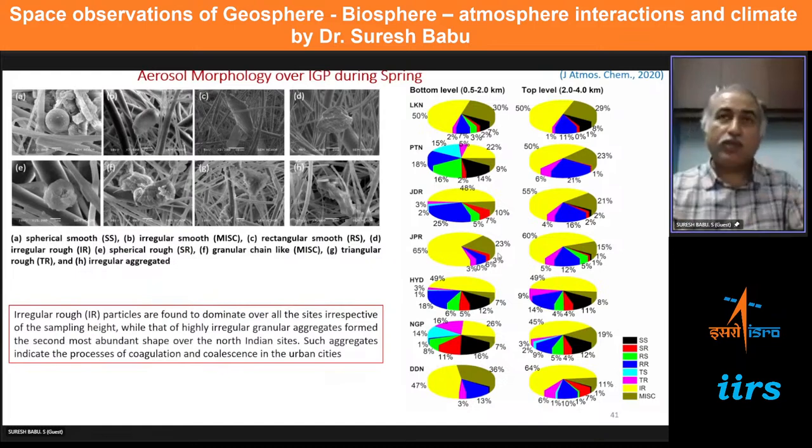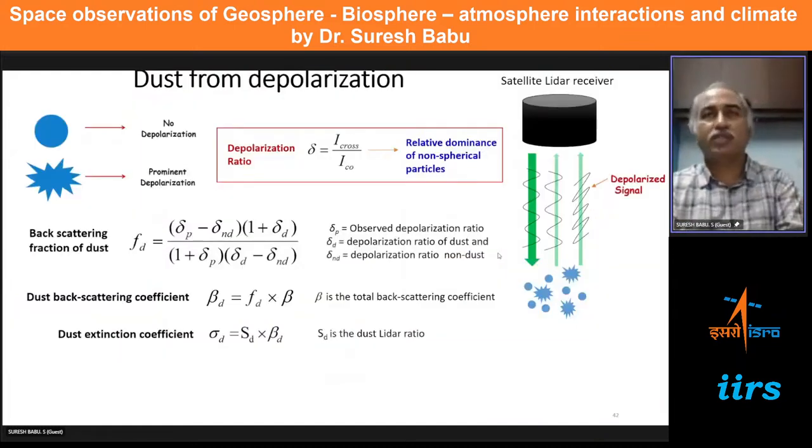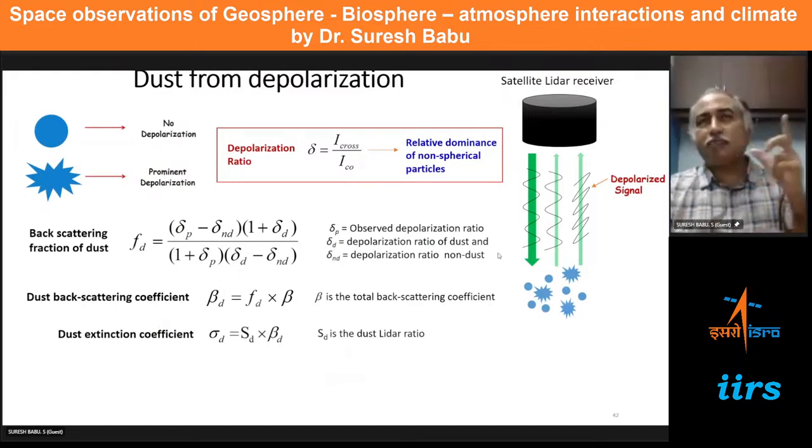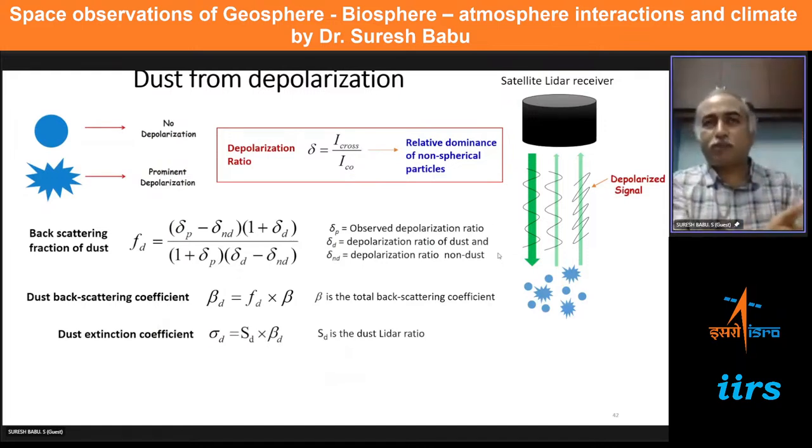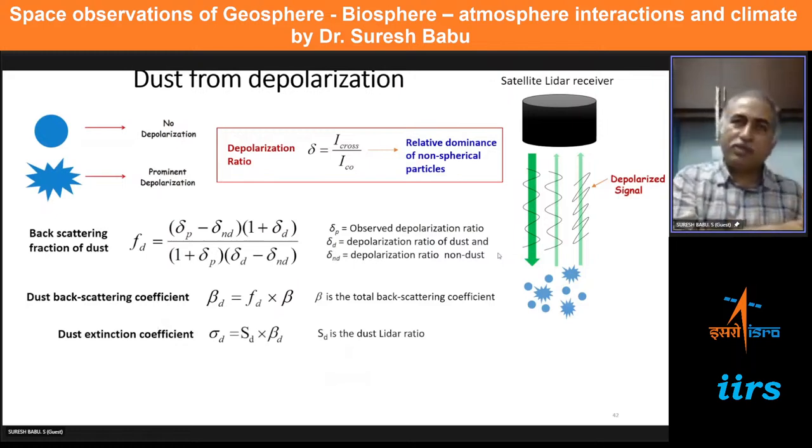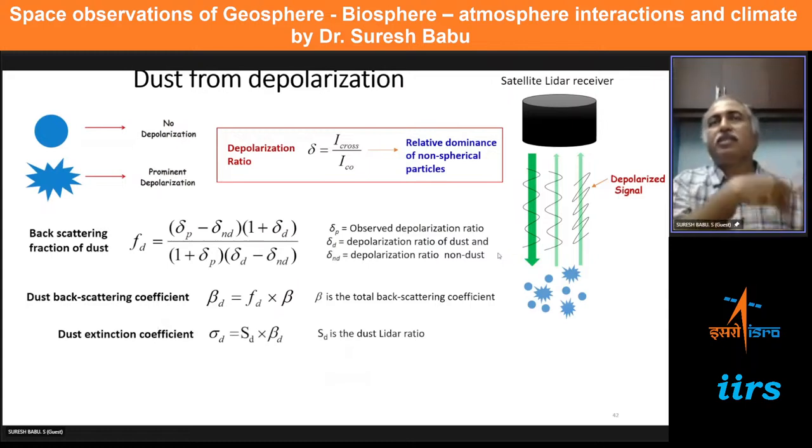So this non-sphericity is very important for space-based observations, because the dust particles which are emitted through geosphere processes in the desert region, due to weathering processes and all, are mostly non-spherical in nature, which we call mineral dust. These aerosols, once they are in the atmosphere, can have a detrimental effect on the radiation balance.